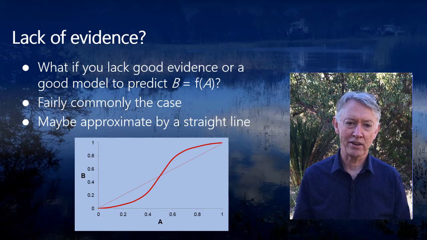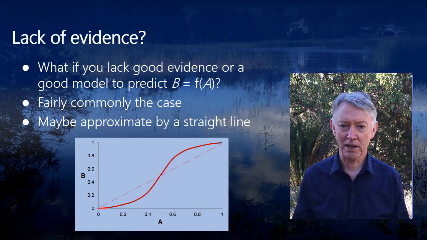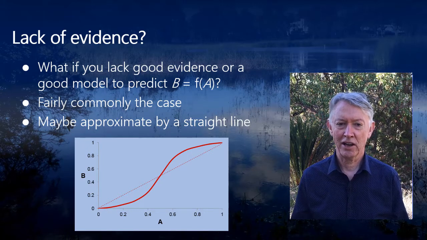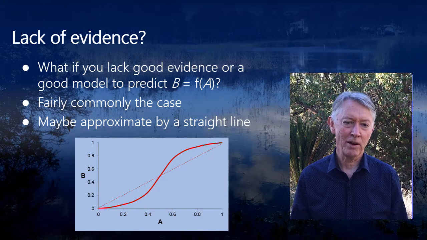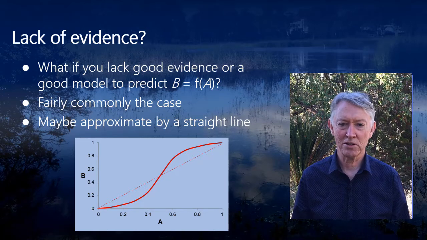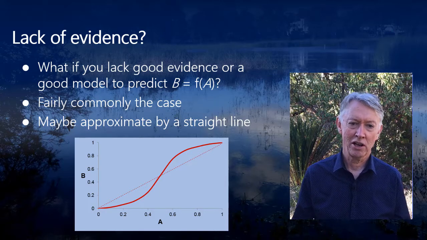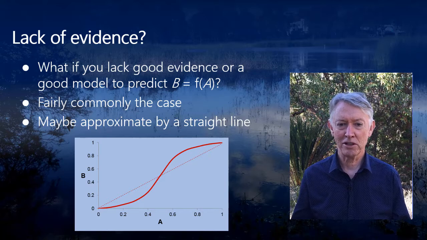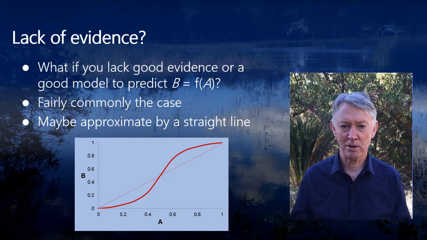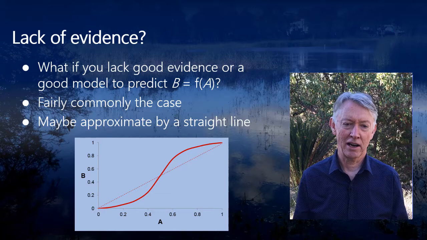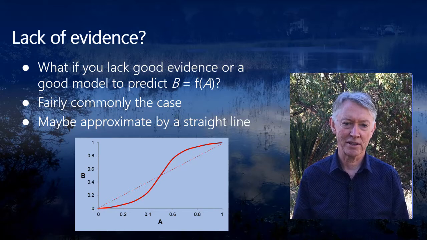If you lack good evidence or a good model to predict B as a function of A, and that's fairly commonly the case, then one reasonable approximation could be to assume that the relationship is a straight line. You have zero benefits when you have zero adoption, you have the full potential benefits when you have full adoption up to some certain level, and then a linear relationship between those 2 points.